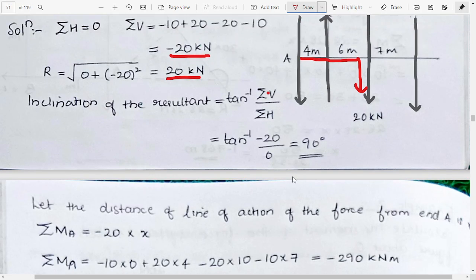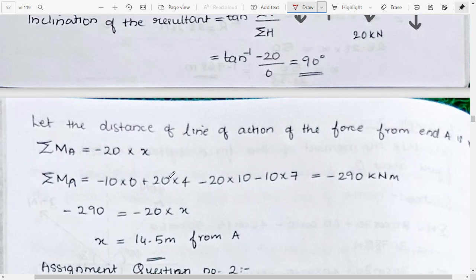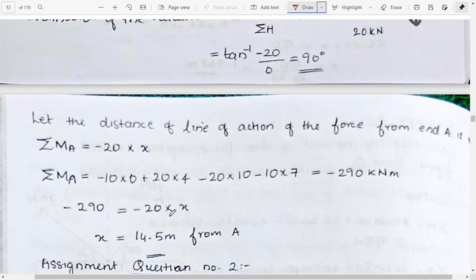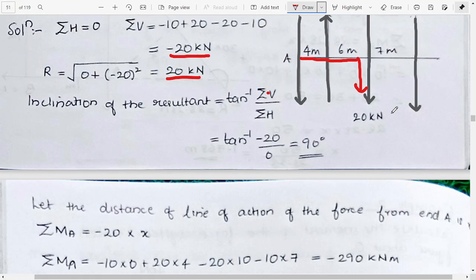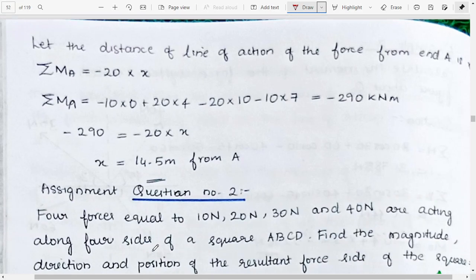To find that value, we can use Varignon's theorem. In this case it will be minus 10 into 0, then 20 into 4, then minus 20 into 10, then minus 10 into 17. If we calculate this, we get minus 290 kilonewton meter. As we have got everything from this, we can find the value of x, which is 14.5 centimeters from A. This is the way we find the resultant of coplanar non-concurrent force systems.